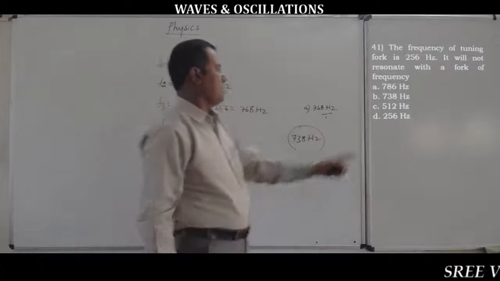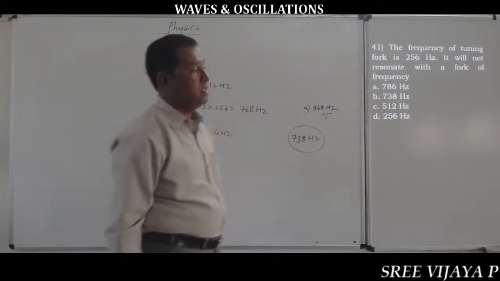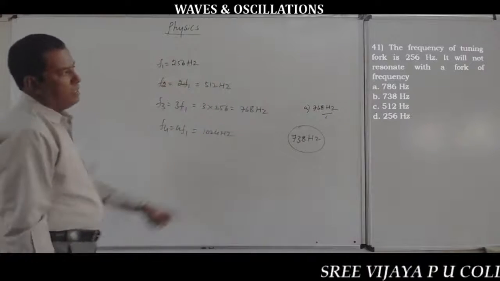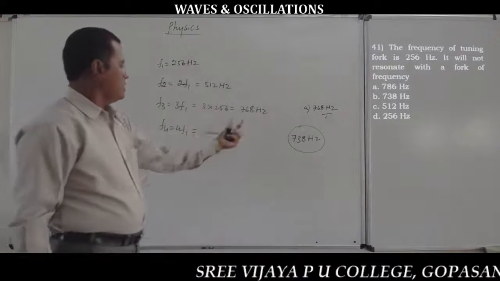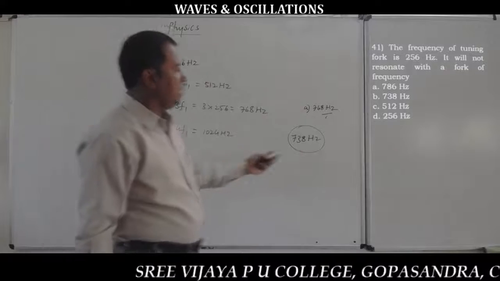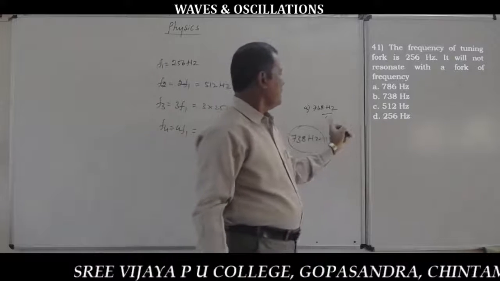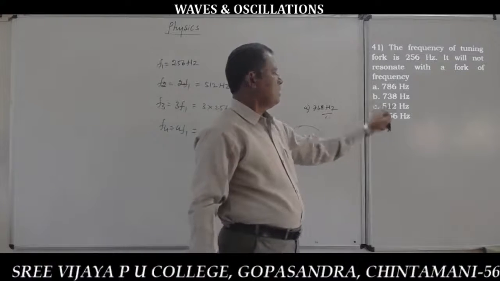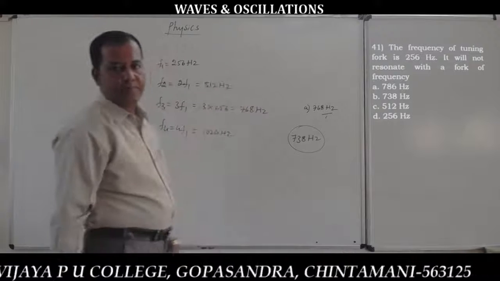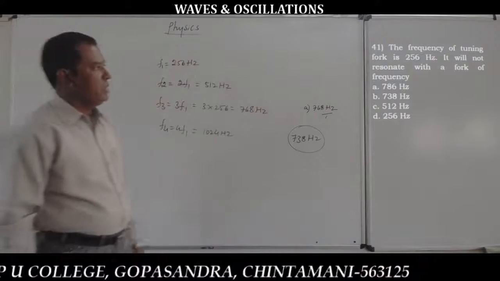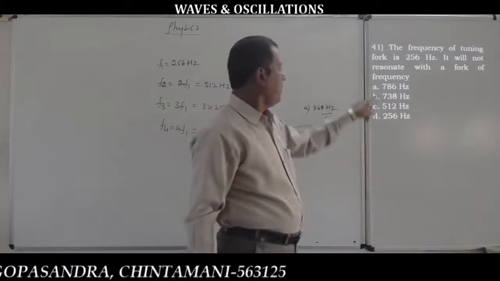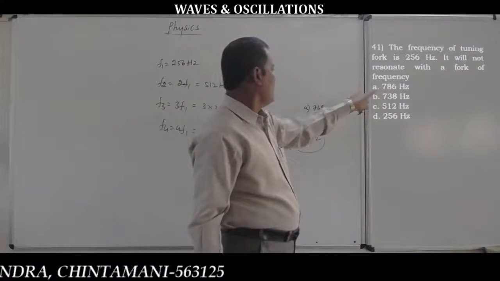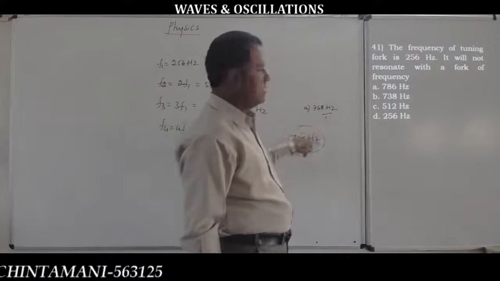So please change option A to 768 Hz. It is not 786. So the given tuning fork resonates with 256, 512, 768 and 1024. But in the given options you have 768, 512 and 256. But 738, it doesn't resonate with 738. Therefore it will not resonate with the fork of frequency 738 Hz. Please, in this problem option A is 768 Hz. It is not 786.